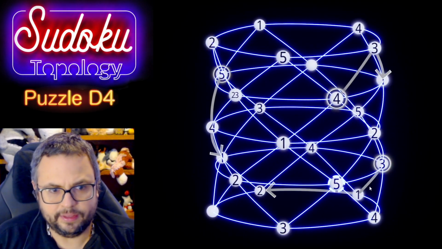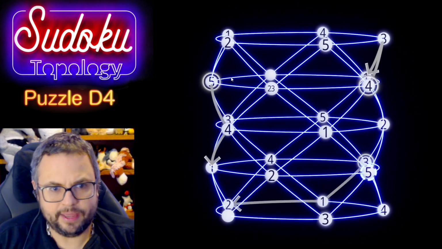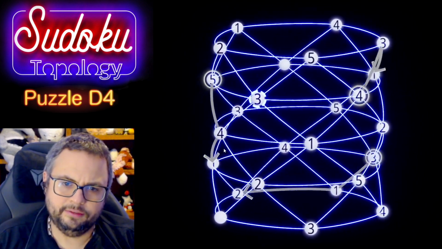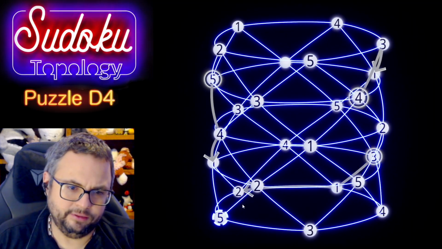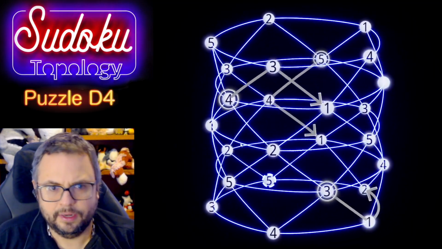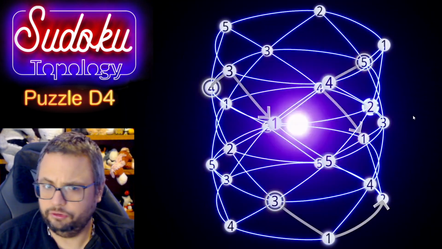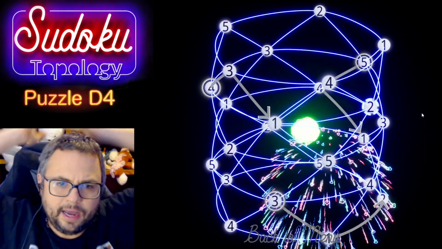That 1 sees that that's a 5. That 2 sees that that's a 3. Let's see. This band is missing a 5. And the second layer of the layer cake is missing a 2, I think.